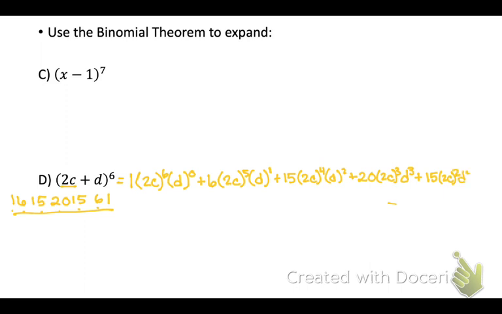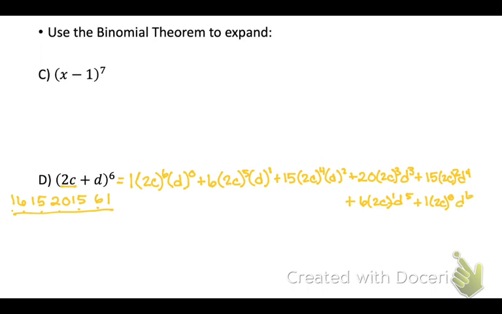And I mean, it just takes a lot of room, and I've never found a good way to stack it. Does that make sense? Okay, so I'm just going to have to come to the bottom down here. Okay, then I get 15, and now I got 6, 2C to the 1st, and D to the 5th. I quit putting parentheses because D's by itself, and I was running out of room. Probably would have had more room if I didn't do it from the beginning. And then 1, 2C to the 0, D to the 6th.